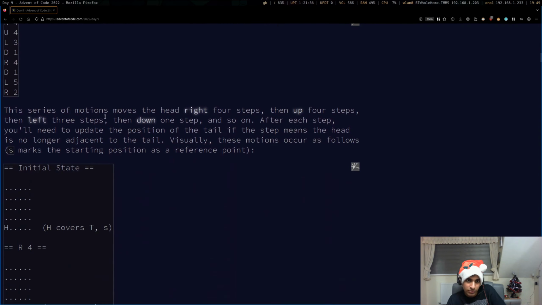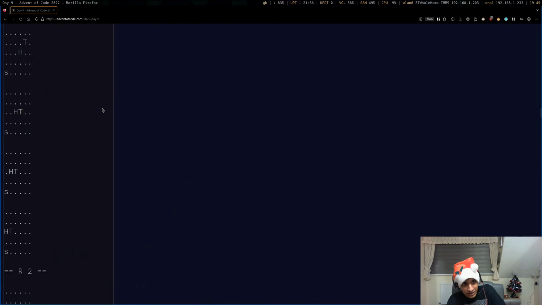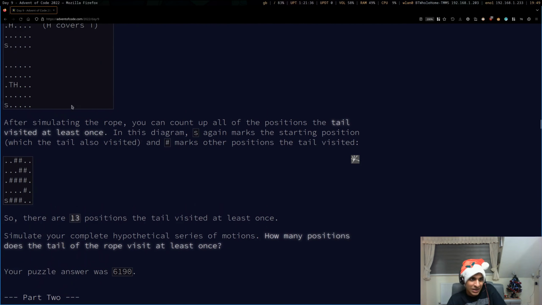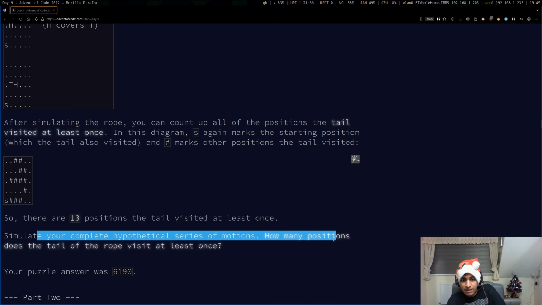For example, blah blah blah, very long example, it's irritating to scroll through. Anyway, after simulating the rope, you can count up all of the positions the tail visited at least once. Simulate your complete hypothetical series of motions. How many positions does the tail of the rope visit at least once?